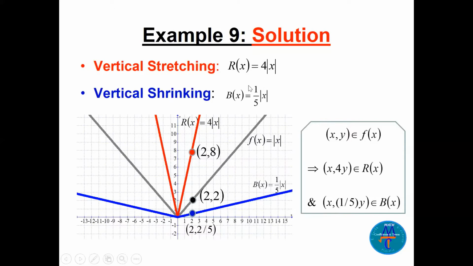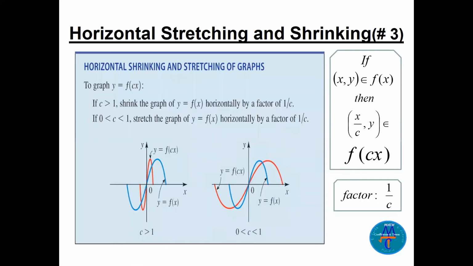Okay, 4. If you multiply this function, f of x, by 4, it will be vertical stretching. So this point will go to 2 times 4, 8, because every y is multiplied by 4. And then in the other one, the vertical shrinking, 1 over 5. See, 1 over 5 is less than 1. So that's a vertical shrinking. So the graph will be like this. It will be the point 2, 2 over 5, because 2 times 1 over 5, where 1 over 5 is the c factor.